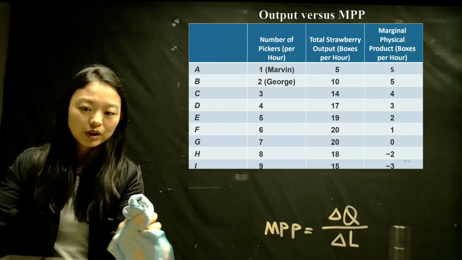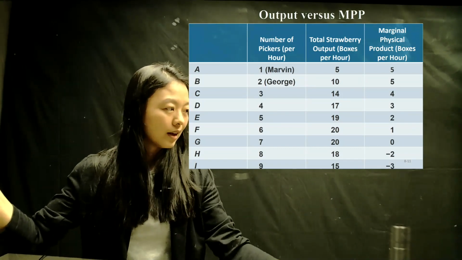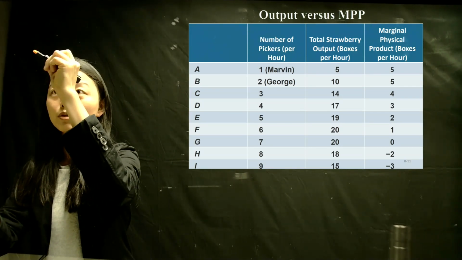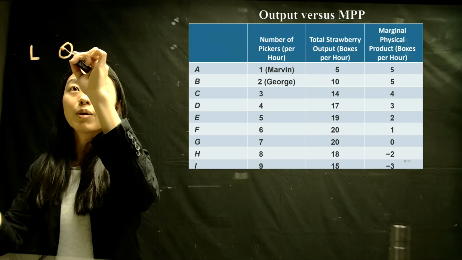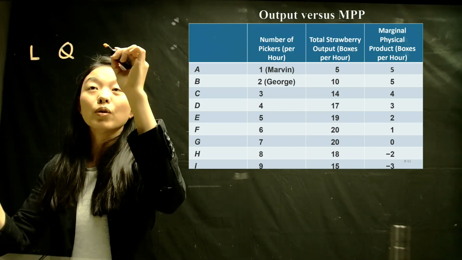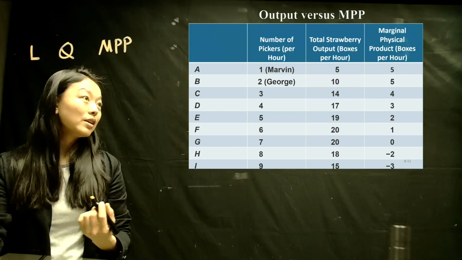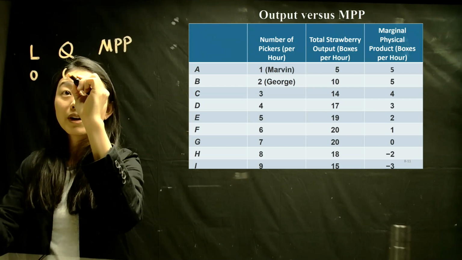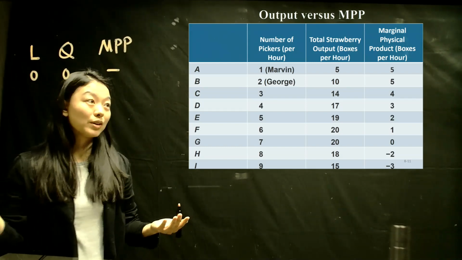Let me just analyze this table a little bit. L here represents the number of workers being hired, and Q represents the output. We also need to compute the marginal physical product, right? If there is no worker, there is no strawberry output, and then there is no marginal physical product.